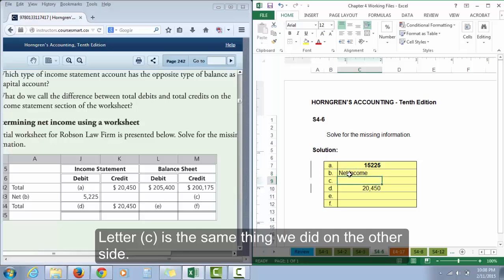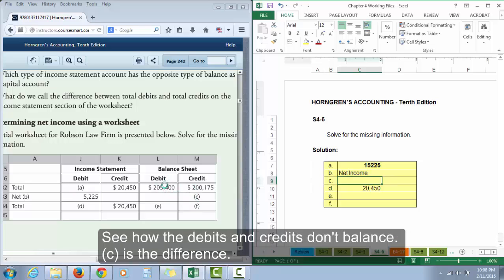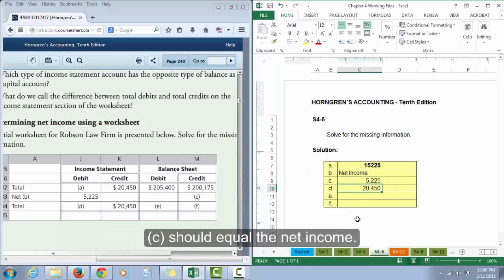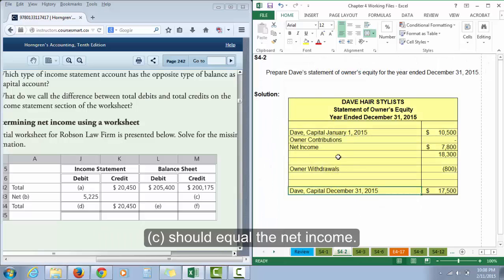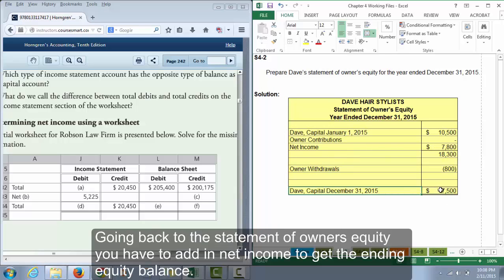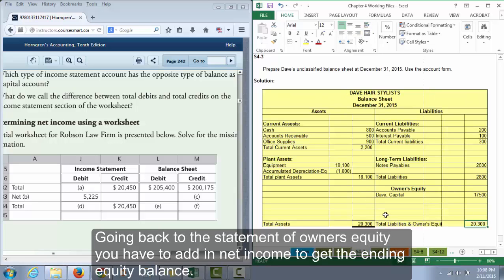Okay, so letter C over here, the credit, it's the same thing as we did over here. See how the debits and credits don't balance? C is the difference, and C should equal the net income, because if you remember, when we go back to that statement of owner's equity over here, we have to add in net income to get our ending equity balance, right? Well, that's what makes our balance sheet balance.